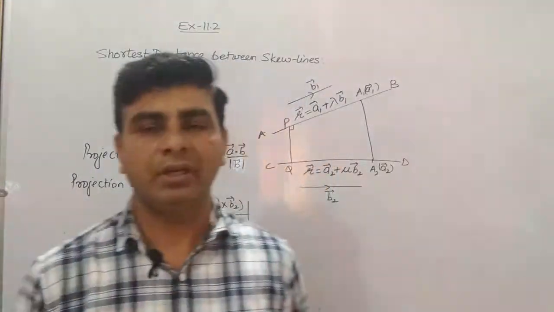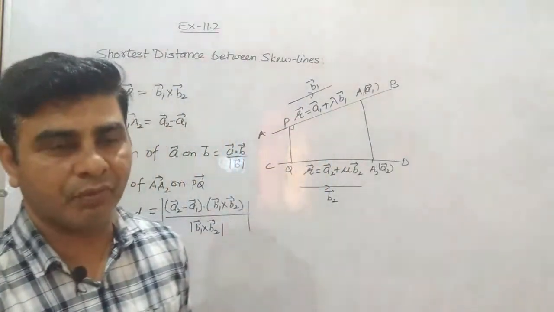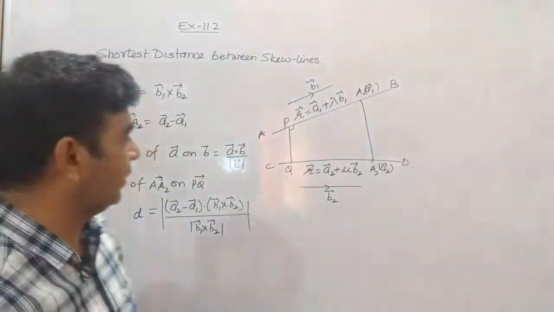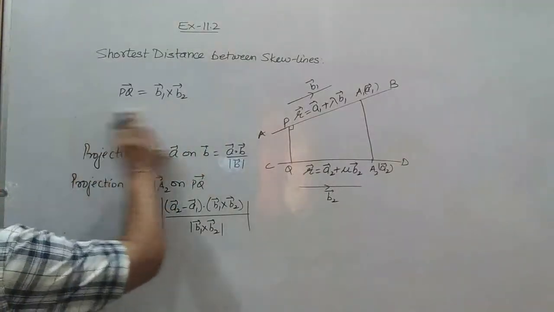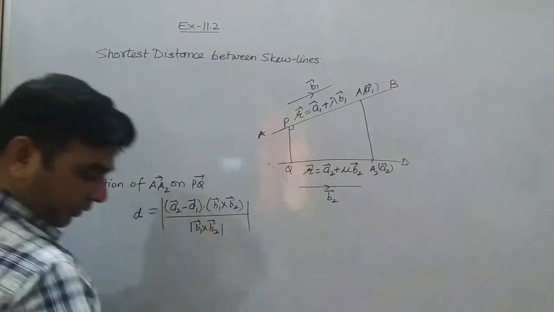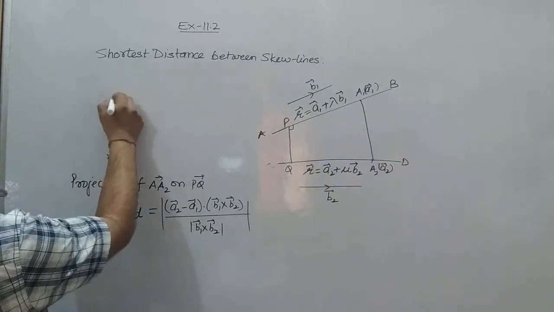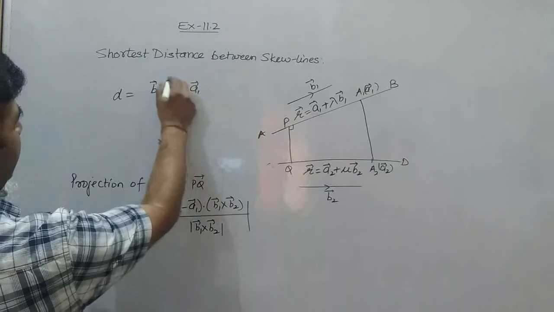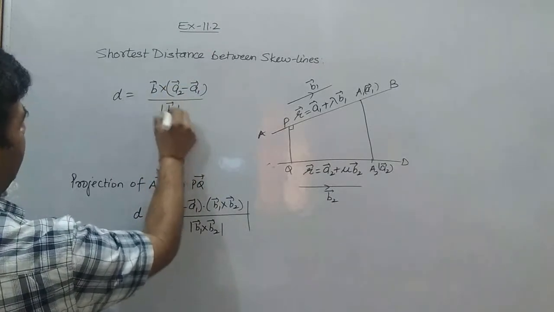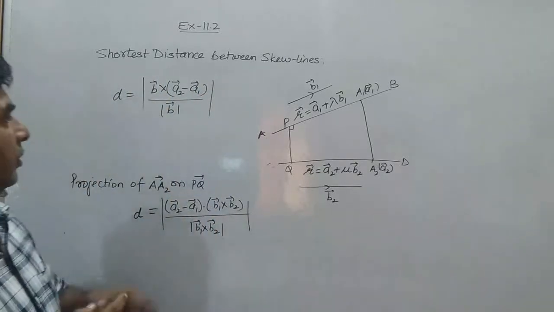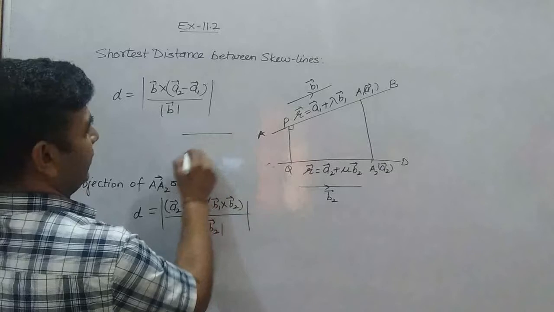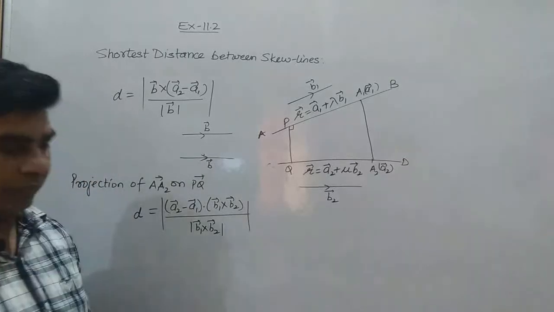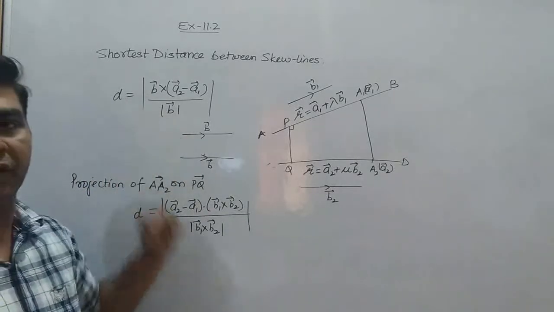My dear students, if lines are parallel, then what will happen? If you want to find the distance between two parallel lines, it will be obtained through the formula I am telling you: the shortest distance between two parallel lines is given by vector b cross a2 vector minus a1 vector, upon vector b magnitude, and the whole magnitude is to be taken. Because if both lines are parallel to each other, it means both are in the same direction, and will have the same vector b in both equations of the lines.